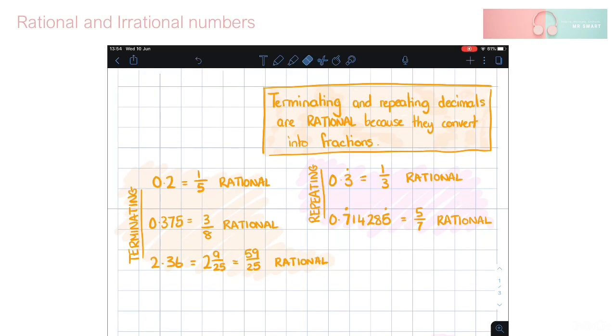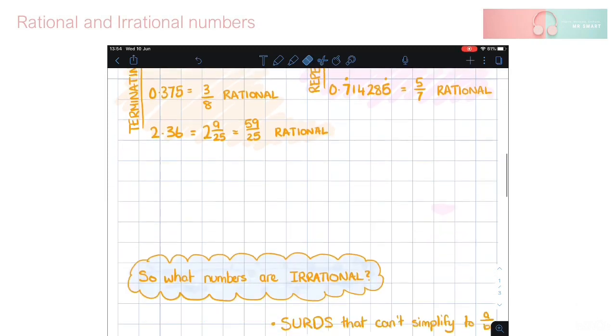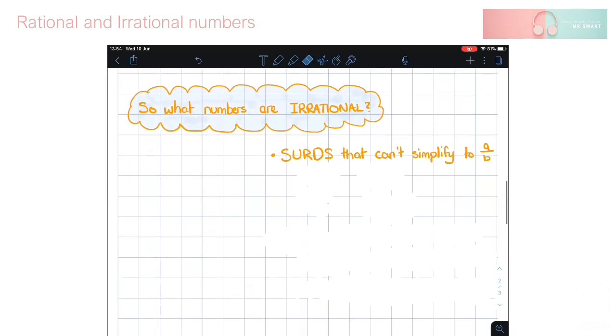So you might be asking, well, what numbers are irrational? Let's start with surds. Many surds can't be simplified into either a whole number or a fraction. So root 2, the square root of 5, square root of 5.6, and the square root of 4/5. These are all examples of surds or square roots that cannot be reduced down into a fraction. They will just be a recurring decimal that continues forever.